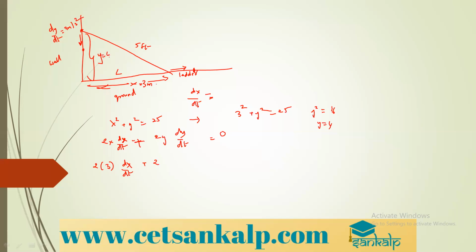So we have y as 4 and the x is given as 3. That also we have to take into consideration. So we will put y as 4, dy by dt as 3 equal to 0. So dx by dt will be equal to 24 by 6, that is 4 meters per second.